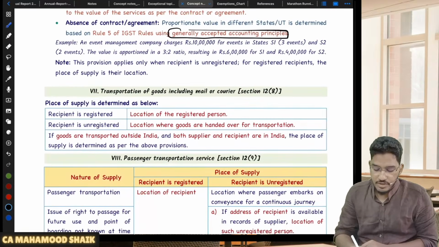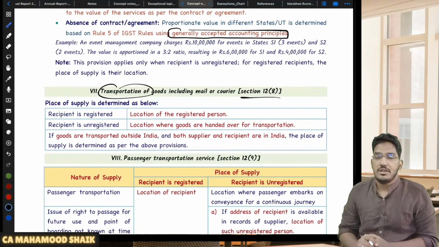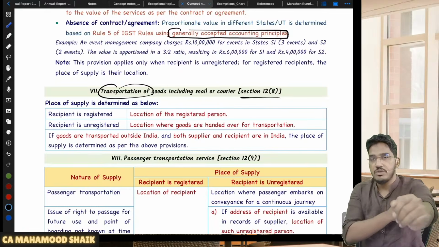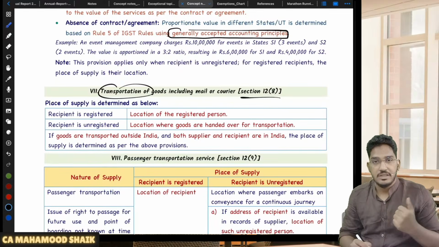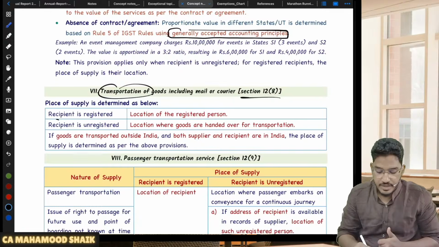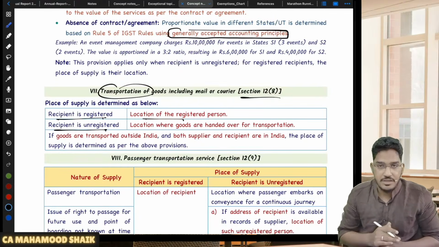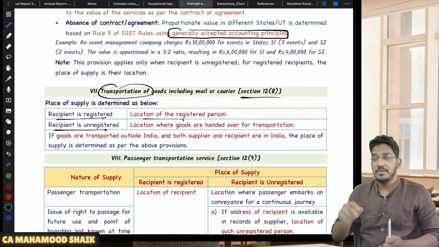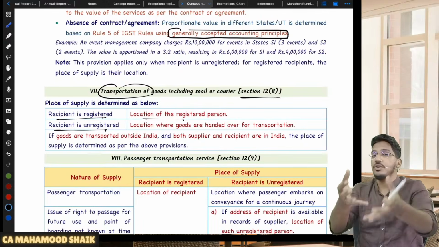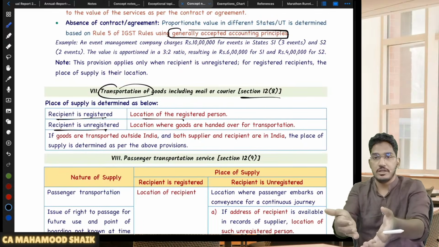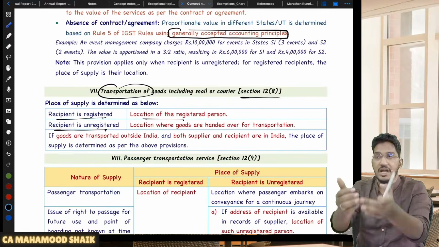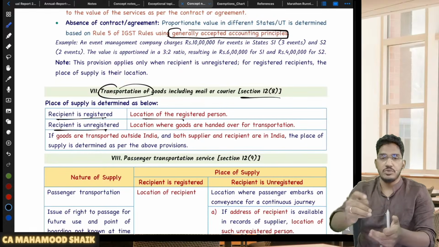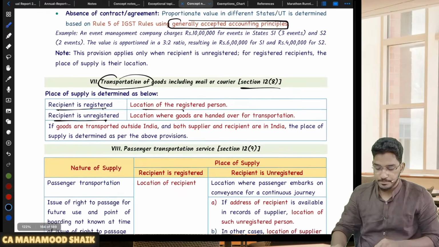Then we have transportation of goods. 12 subsection A talks about transportation of goods. In case of transportation of goods, how to determine the place of supply? It also depends on whether the recipient is registered or unregistered. If the recipient is registered, always the location of the recipient. If the recipient is an unregistered person, the location is wherever the goods are handed over for transportation, not the destination. Wherever you are taking the goods and handing them over for transportation, say to the courier authority, asking them to please transport these goods, that place where you are handing over the goods for transportation will become the place of supply.